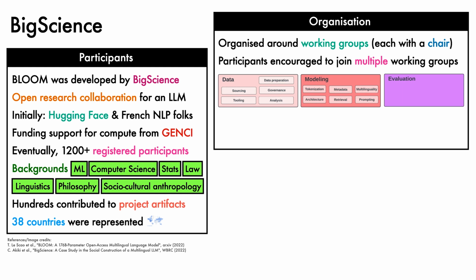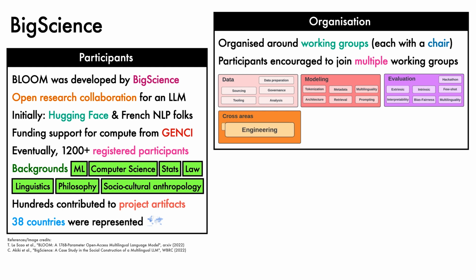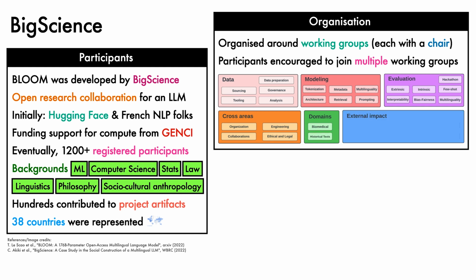On various aspects of evaluation: hackathon organization, extrinsic, intrinsic, few-shot, interpretability, bias and fairness, and multilinguality. Then there were cross-area working groups on organization, engineering, collaborations, and ethics and legal, on the specific domains of biomedical and historical text. Finally, there were working groups on external impact, with focuses on model sharing, socials, media, model cards, environmental impact, and the Bloom Book.